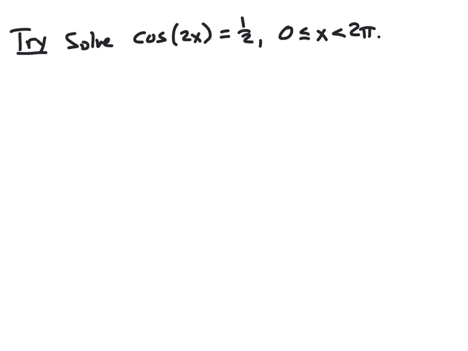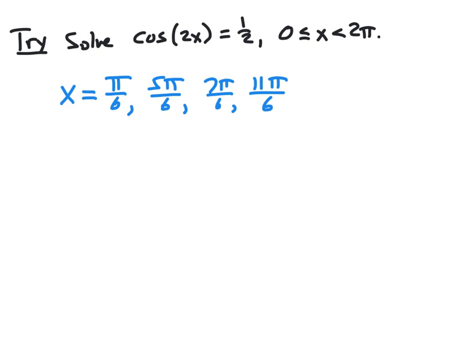If you'd like to try a similar problem, try to solve the equation cosine 2x equals 1/2, where x is between 0 and 2 pi. The solutions will appear in just a few seconds. This equation has 4 solutions between 0 and 2 pi, namely pi over 6, 5 pi over 6, 7 pi over 6, and 11 pi over 6.